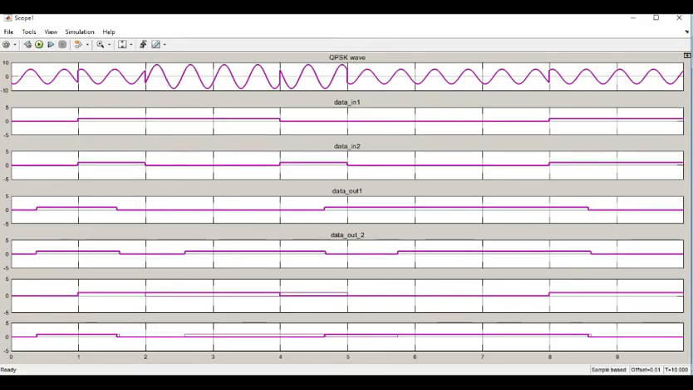This will be my QPSK waveform that I have inputted to the demodulator block. This will have data 1 and data 2. You can observe here with respect to in-phase and quadrature-phase outputs, and this will be the finalized waveform. What is the input sequence that we have provided and what was the output? We need to compare it and check the output.